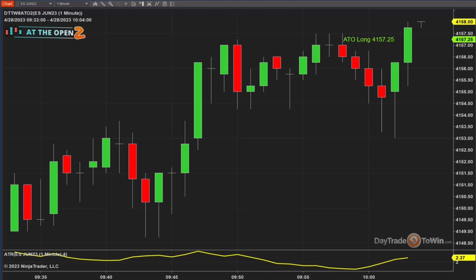Now there's a signal. The signal is to go long. That's the at the open signal that indicates go long at this price, 41.57. So the software is telling you to go long, and we go to our dome or our chart trader and we place a trade to go long.